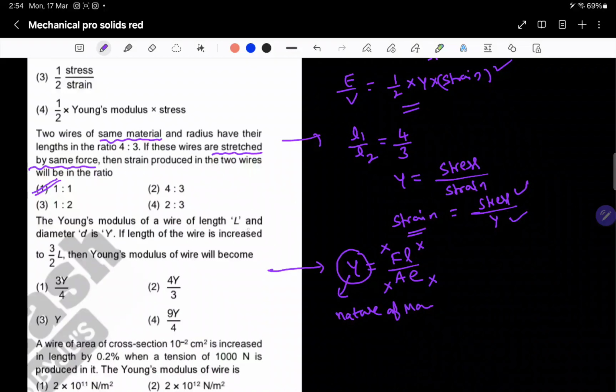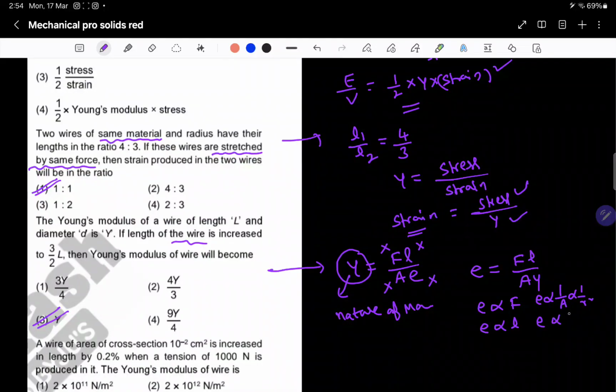So the wire's length is increased to 3L by 2, but it is the same wire only. Same wire, so what about Young's modulus, students? As length increases or decreases, Young's modulus does not change, students. Young's modulus of the material remains the same only. Don't get confused again. This is also a many times repeated question. But here, elongation, students: elongation E equal to FL by A into Y. So elongation is directly proportional to force. Elongation is directly proportional to length. Elongation is inversely proportional to area of cross section, that is R square, diameter square.